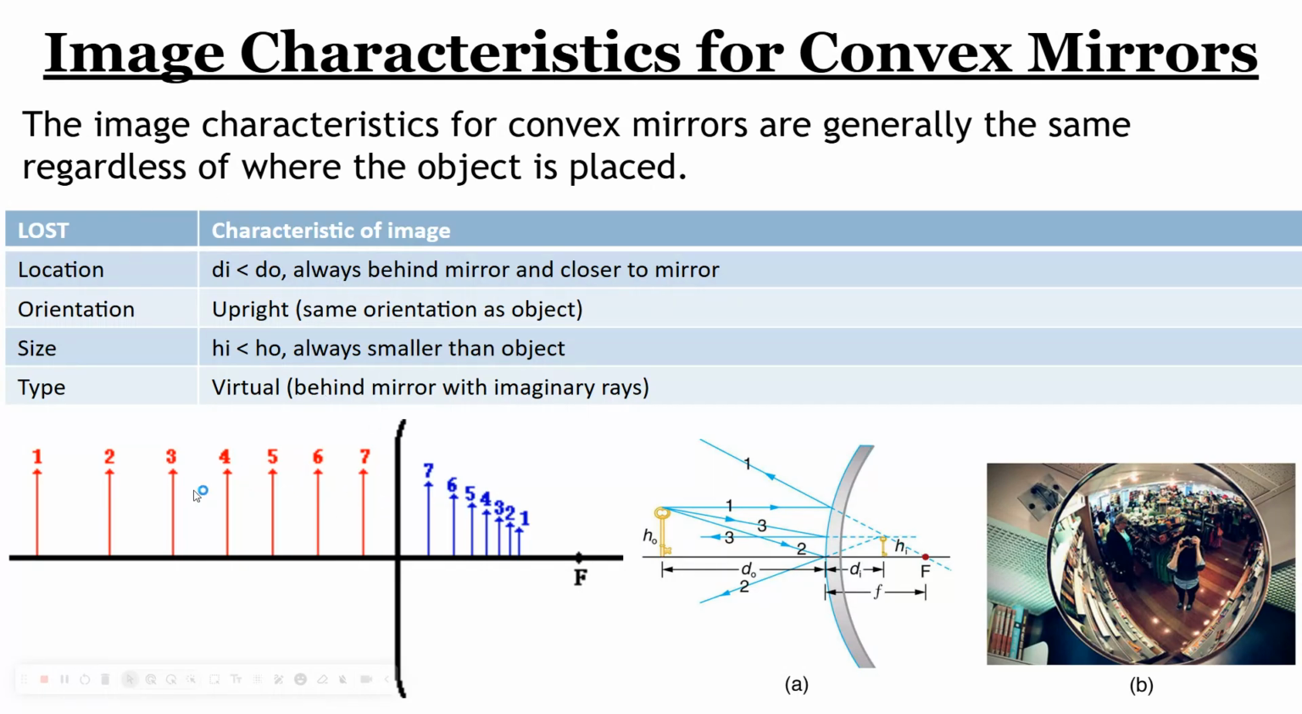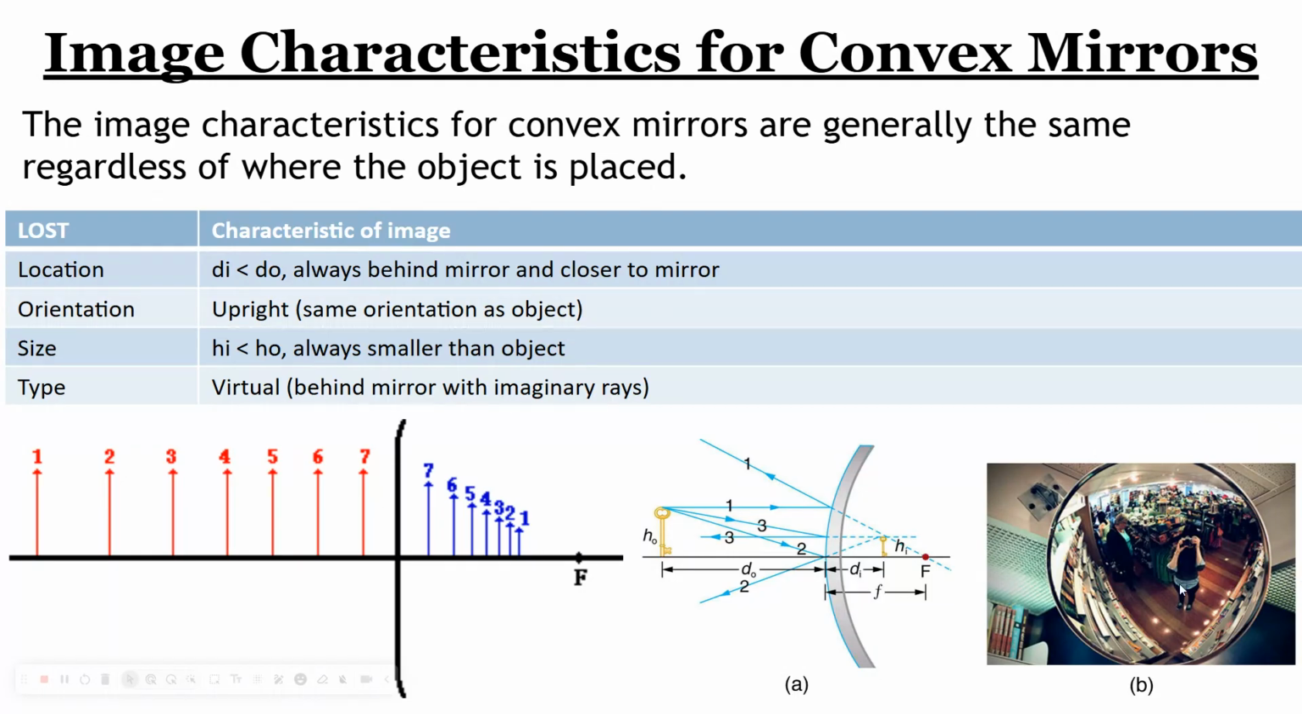There is a bit of a trend. You might notice that as you go from object 1 to object 7, you get closer and closer to the mirror. So as the object gets closer, so does the image. And you'll also notice that as the object gets closer, the size gets bigger. But the image is still always smaller than its corresponding object. So there are still trends.